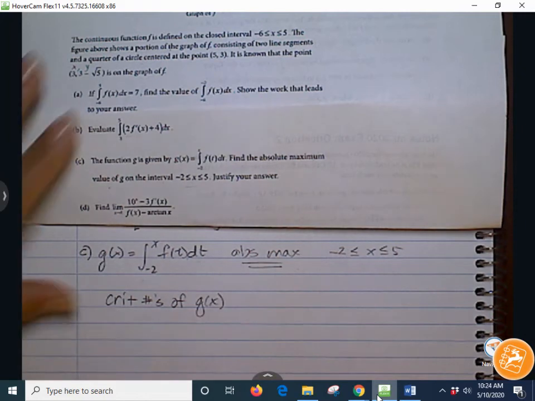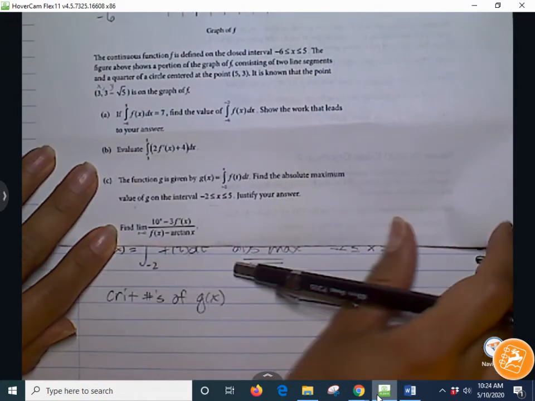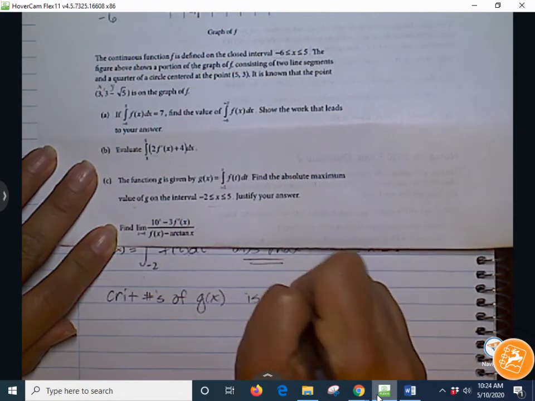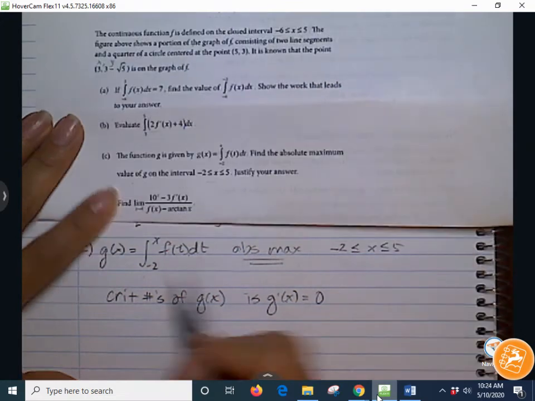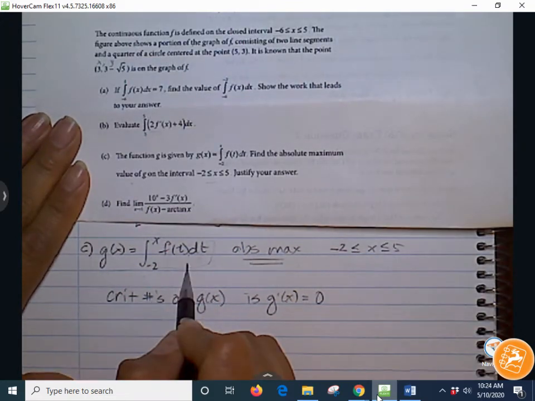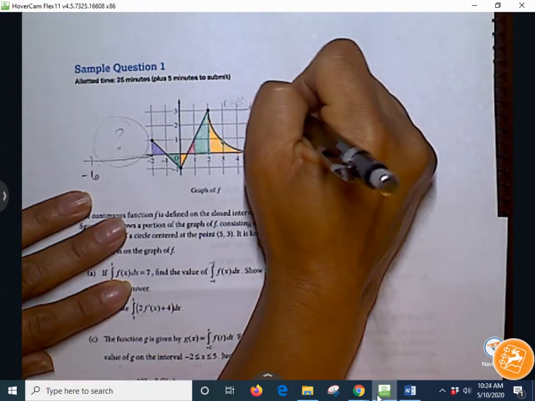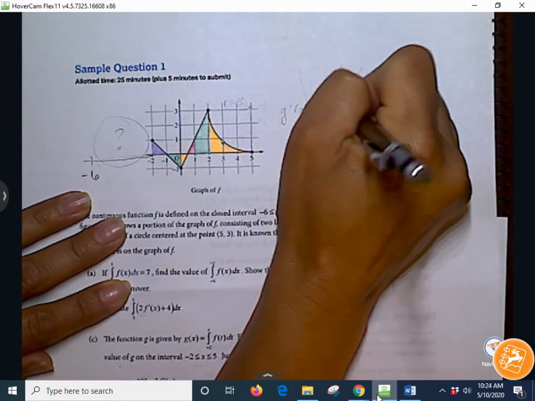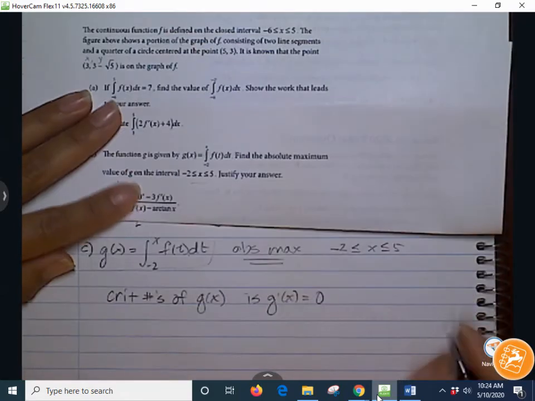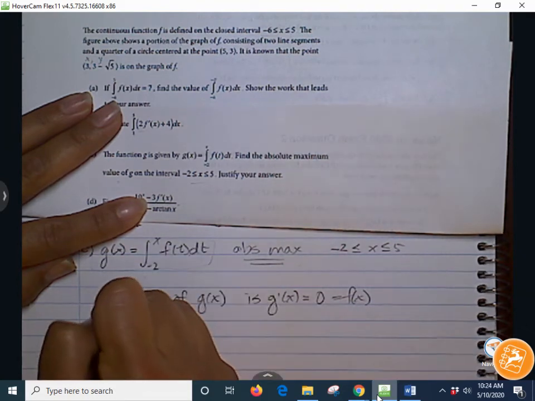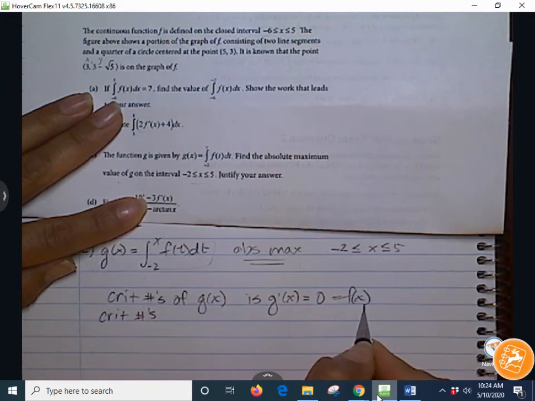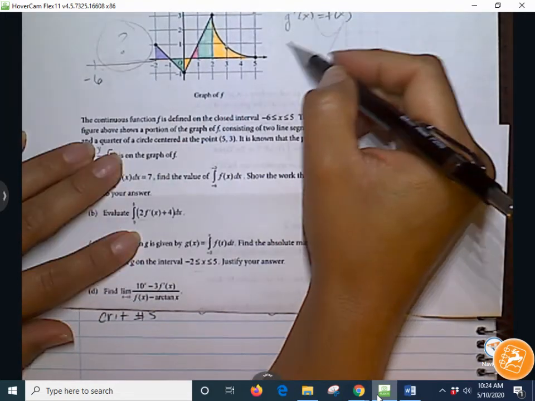And you don't have to write this down. I'm just doing this for the video so we can follow along. Okay, is when g prime of x is equal to 0. So since g of x is equal to this, then g prime of x is equal to our f of x by FTC. So basically, I'm looking for when f of x is equal to 0. Again, you don't need to write that out, but you can. So the critical numbers would be when f of x equals 0, and so when is f of x equal to 0?